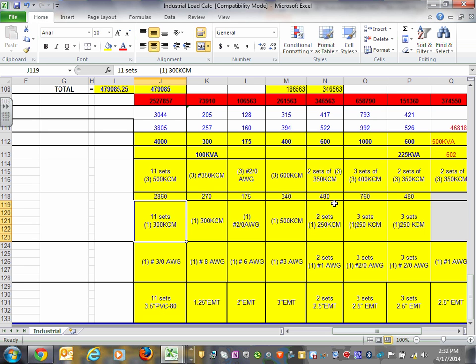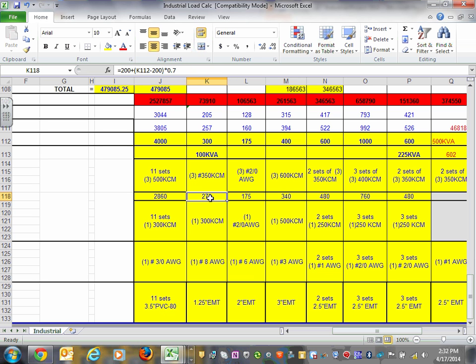Then you size it, and I end up with 11 sets of 300 kcm. So my phases are 500 kcm, and my neutrals for the switchgear are 300 kcm. If you go by the main bonding jumper, you will get smaller than that. How small? When you parallel conductors, you cannot parallel less than 1 aught anyway. So wherever you go, you are limited. We're paralleling here, so the smallest neutral you can pull at the service is 1 aught.